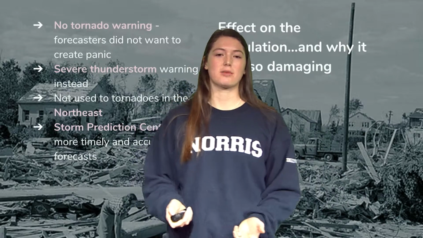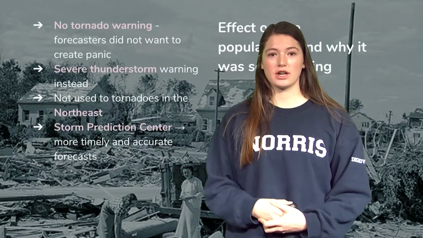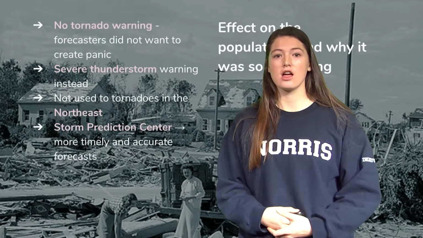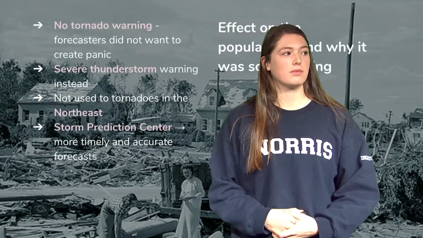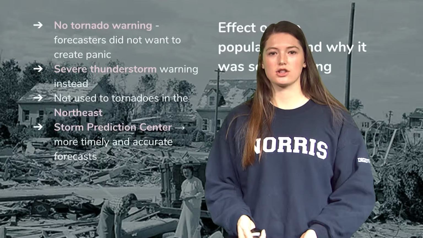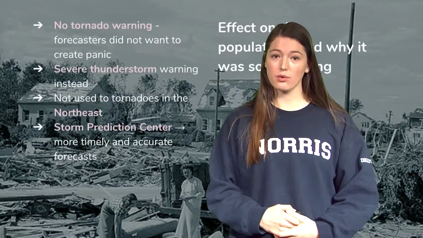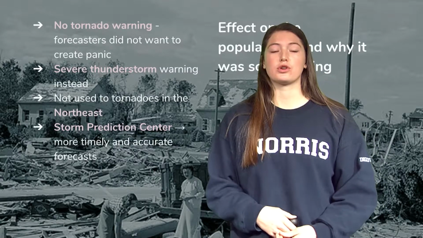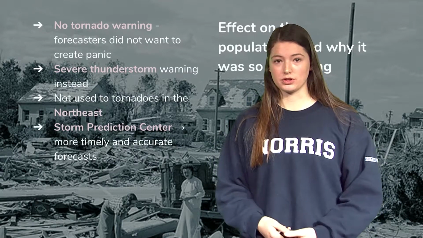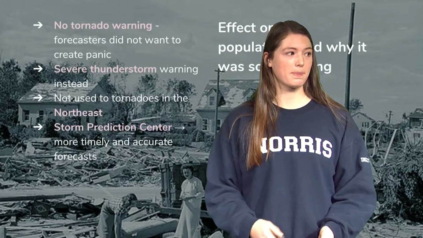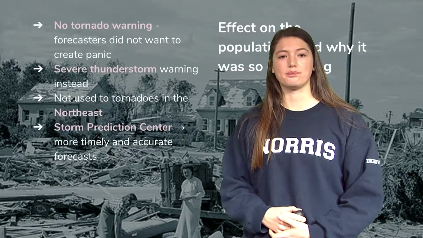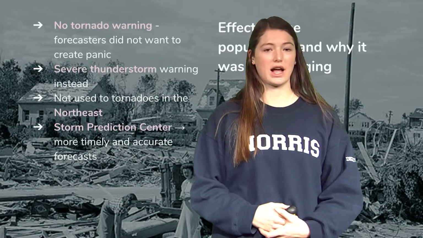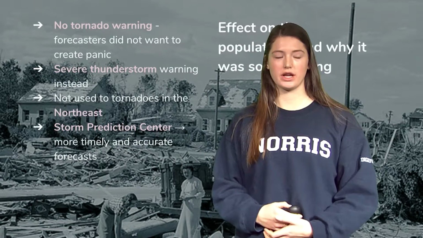So what was the effect on the population? Well, since this tornado happened in the northeast and not a lot of tornadoes happened there, the forecasters didn't want to create a panic, so they didn't actually put out a tornado warning. Instead, they just put out a severe thunderstorm warning, which was bad because then there was a really horrible tornado and a lot of people were not prepared. So now the Storm Prediction Center has more timely and accurate forecasts, especially in the northeast when there are tornadoes.